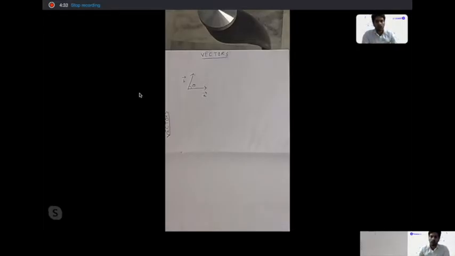Or another quantity, temperature. If I have to talk of the temperature in a room, I just need to say the number. The temperature outside is 33 degrees Fahrenheit. That's sufficient. The temperature in the room, if I turn on the AC, the AC would cool it down and the temperature would be 25, 26. That's sufficient. Right? The temperature just needs a number.